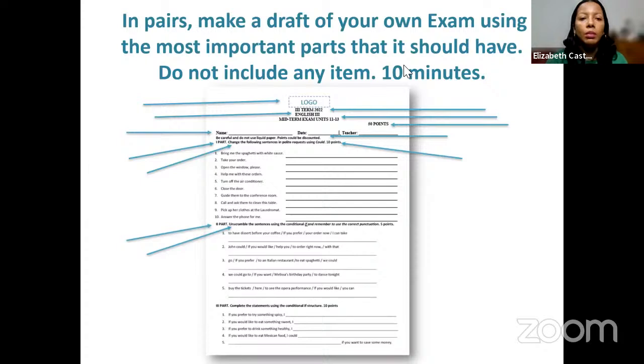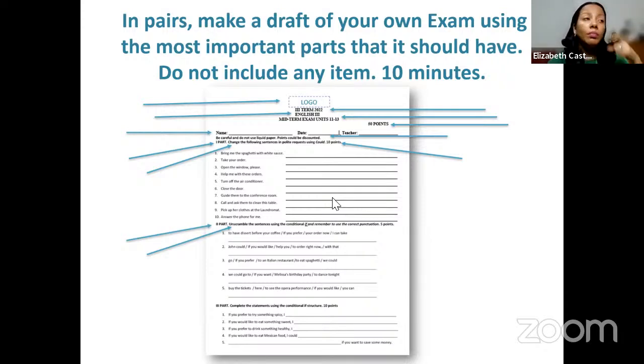What I have already done here is a draft. Well, this is the exam that I just mentioned. I just showed you and mentioned the parts.